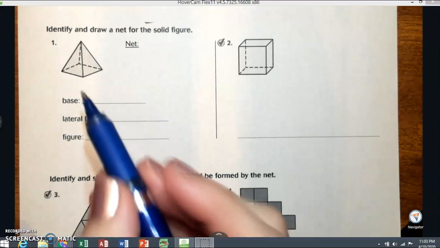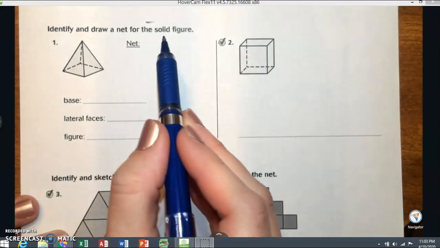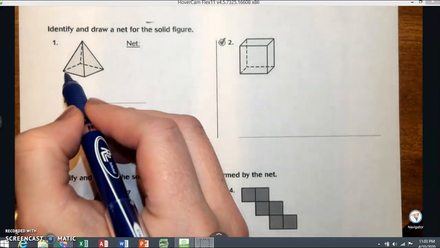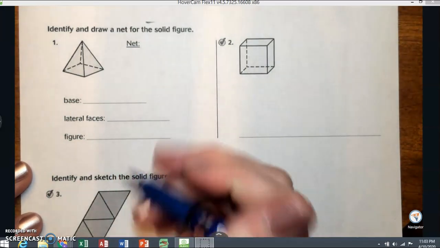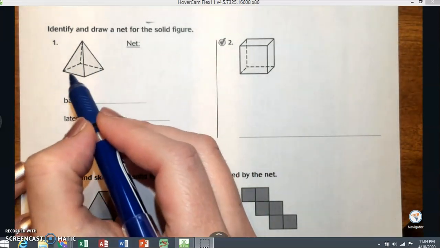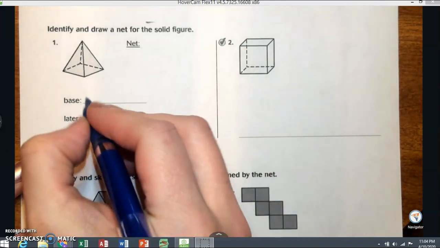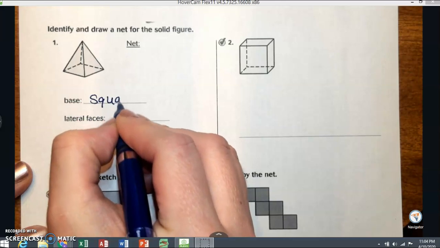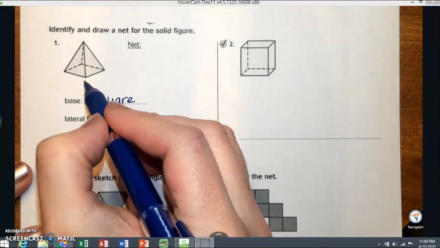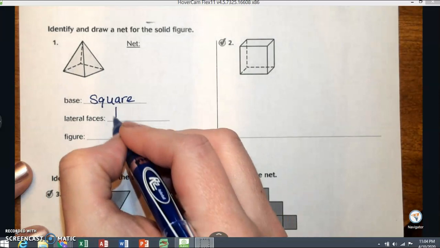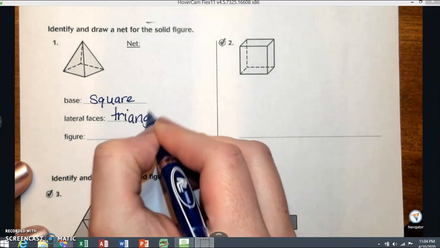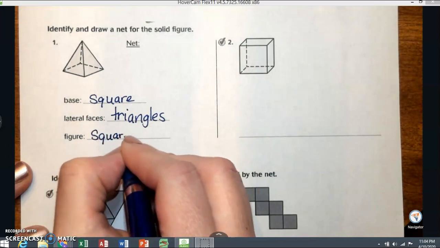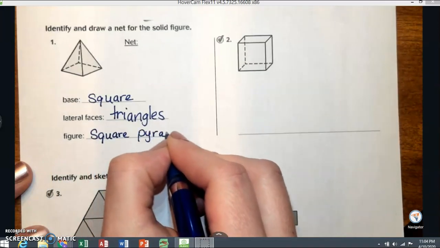So in the next example, we're going to identify and draw a net for the solid figure here. Notice how it comes to a point, which means we're dealing with a pyramid, and most of you can look at that and tell me it's a pyramid. The base of this pyramid appears to be a square, so we're going to call it a square. And our lateral faces are all triangles. So that makes this a square pyramid.